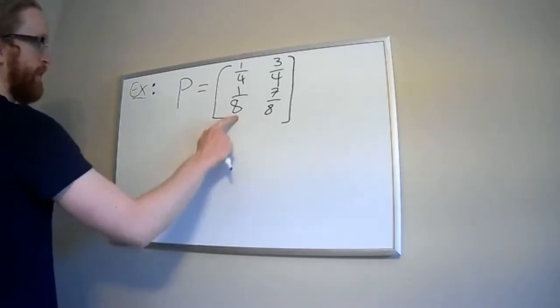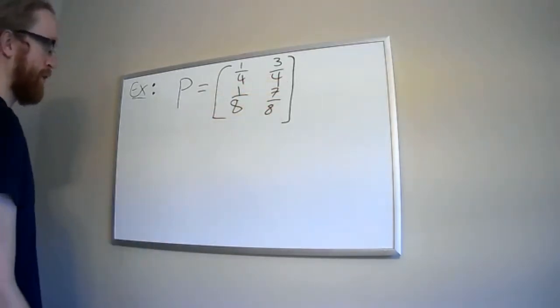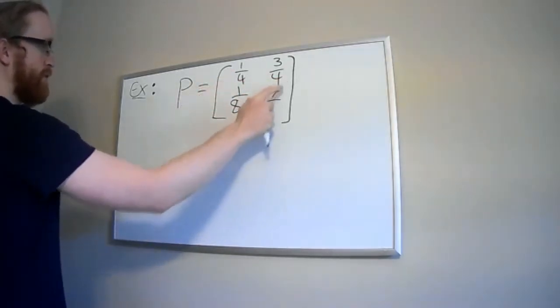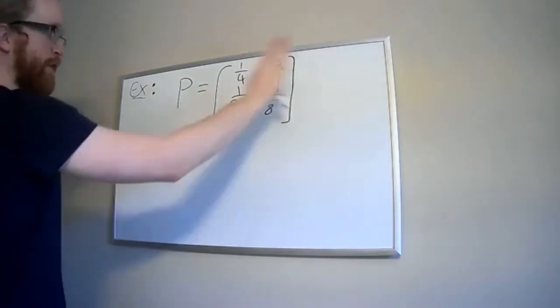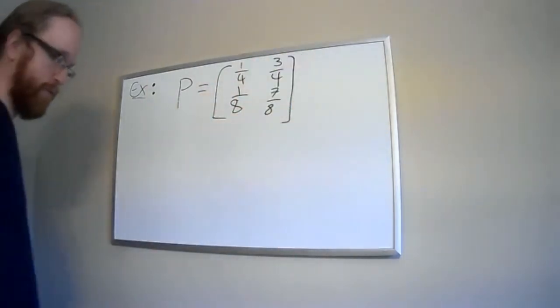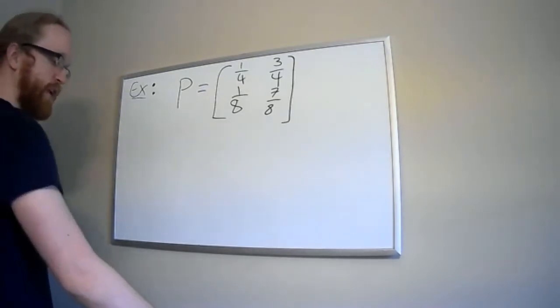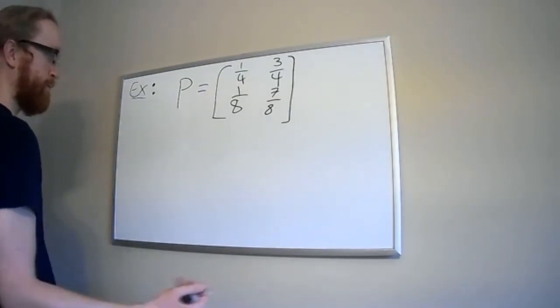We note that it's definitely a regular Markov chain because all the entries are already positive. So I don't have to worry about taking powers even. All the entries are already positive, so I know this is regular. So now I know it has a stable vector, so how do I find it?